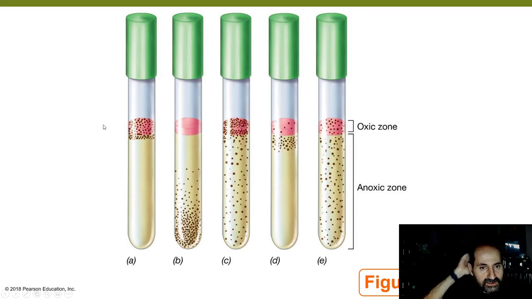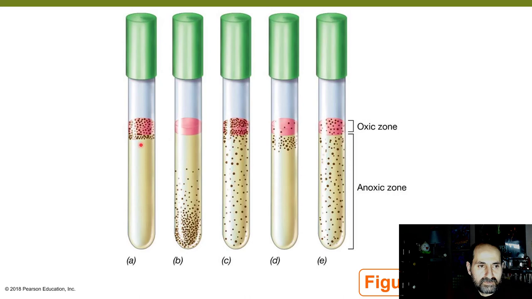So here you can see different growth patterns for bacterium. If you have a TSB tube, a broth tube, and you see bacteria simply growing right at the surface, that would be a strict aerobe bacterium. If you see bacteria only growing at the bottom, that would be a strict anaerobe. If you see bacterium growing throughout, but with a preference for air, that would be a facultative bacterium. If you see bacterium only growing underneath the surface, that would be a microaerophile. If you see bacteria with no preference, that would be aerotolerant bacterium.